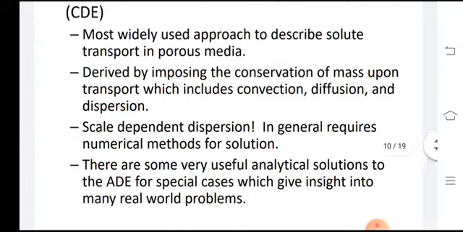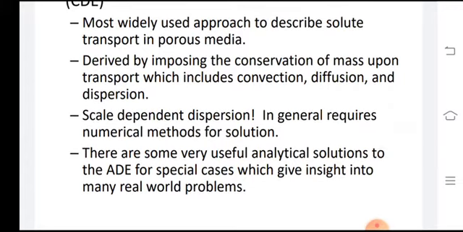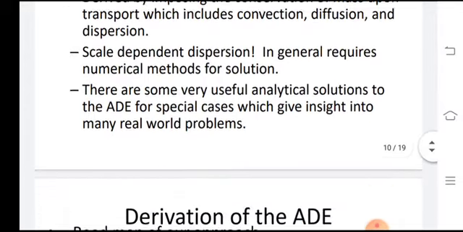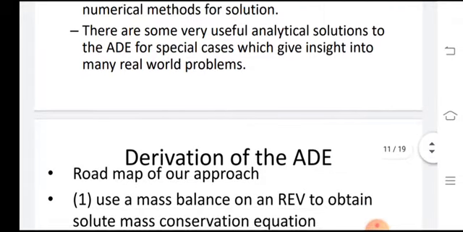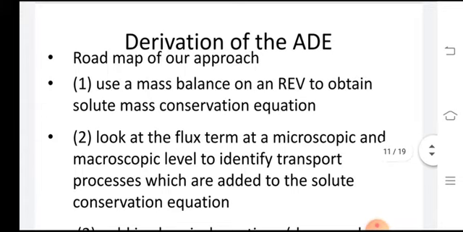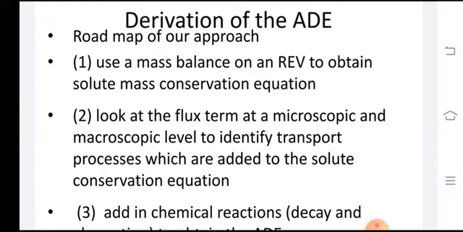So derived by imposing the conservation of mass upon transport, which includes convection, diffusion, and dispersion, scale dependent dispersion, and there are some very useful analytical solutions to ADE for special cases, which give insight into many real world problems. For derivation, we need to consider a scenario, and we need to consider a system, and that system is normally represented by a representative elementary volume (REV) to obtain a solute mass conservation equation.